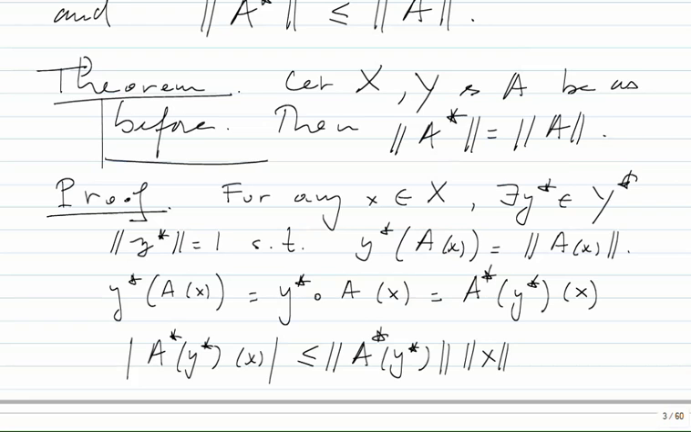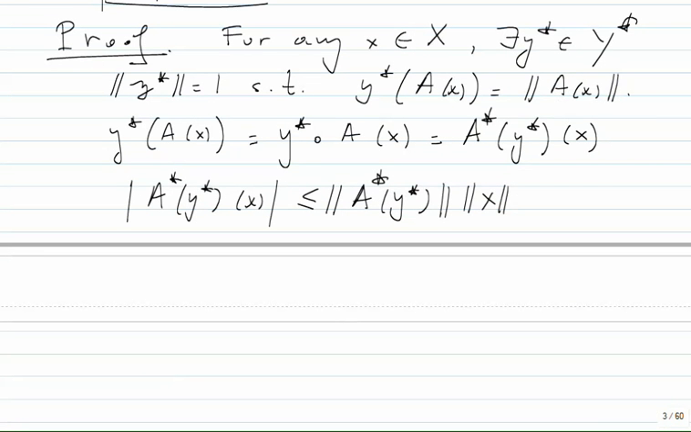And this tells us, okay, this is less or equal to the norm of A star, norm of Y star, norm of X. Okay? So this is just the definition of the linear operator A star with its norm, but we know that the norm of Y star is 1, so this is just the norm of A star, norm of X.